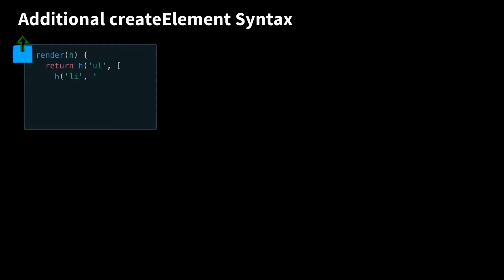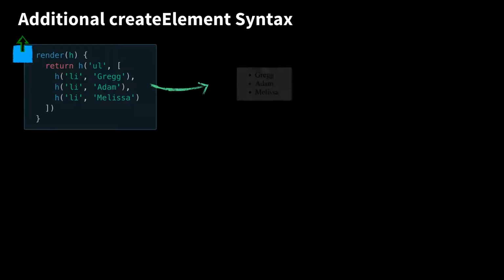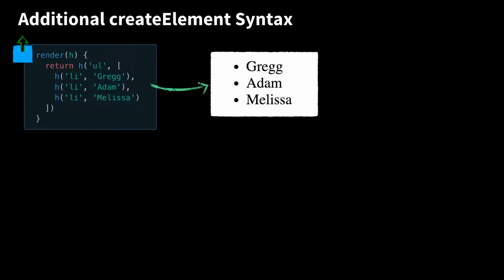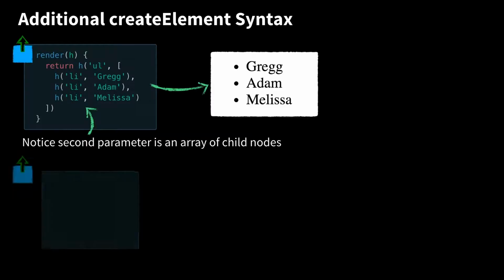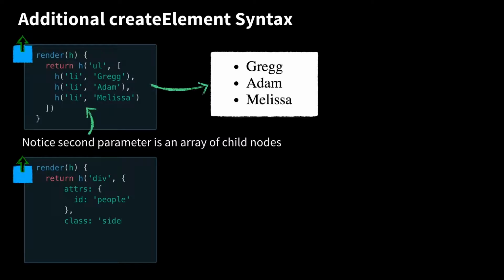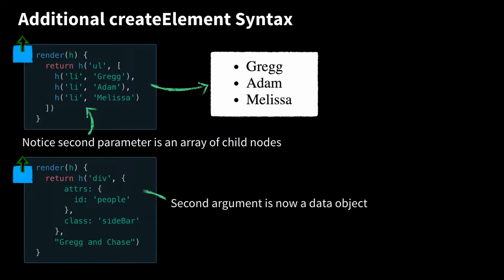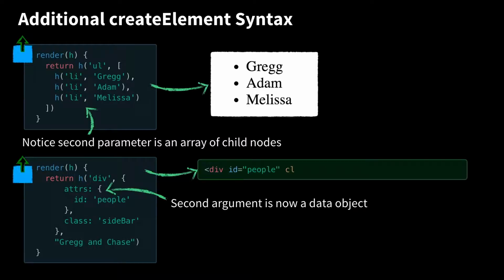Before we're done with this lesson, I want to show you 2 more examples to get comfortable with this createElement syntax. What do you think this render function might create? Well, as you can see here, it's creating an unordered list with several list items. Notice the second parameter is just an array of child nodes. How about this one down here? What do you think this render function returns? With a second argument, which is now a data object. Here's the HTML it returns.